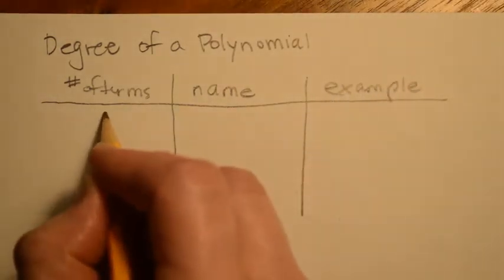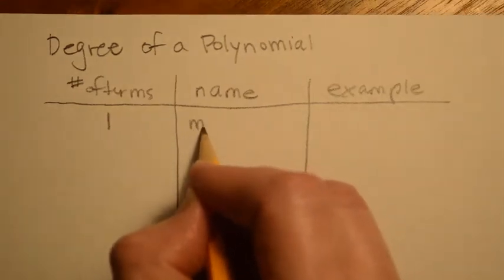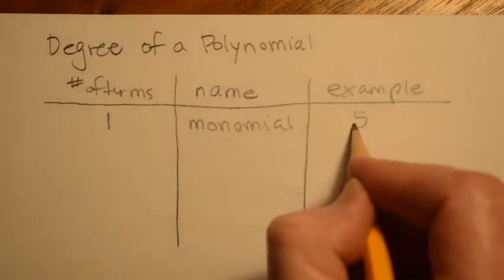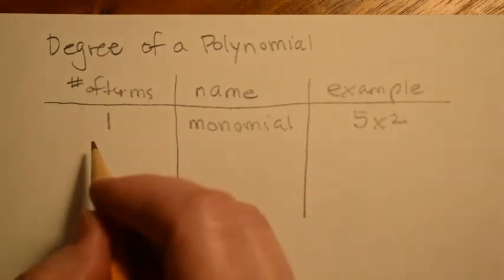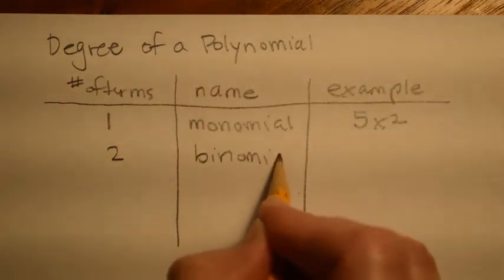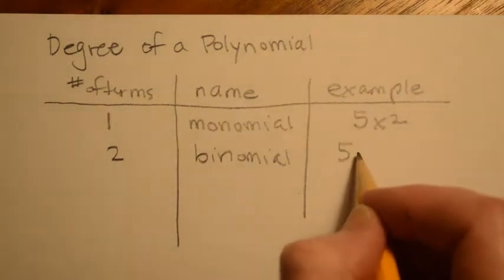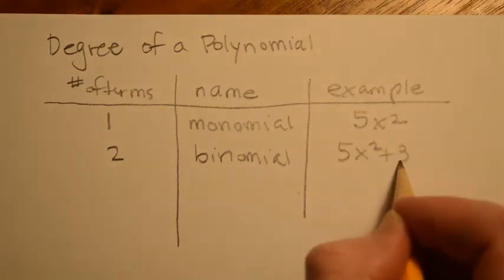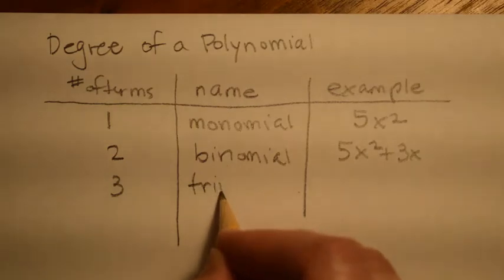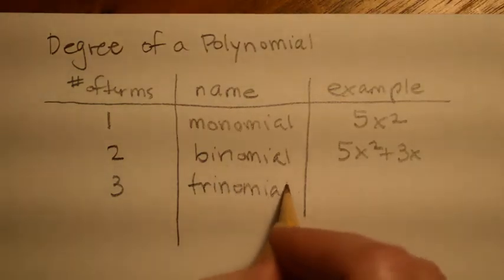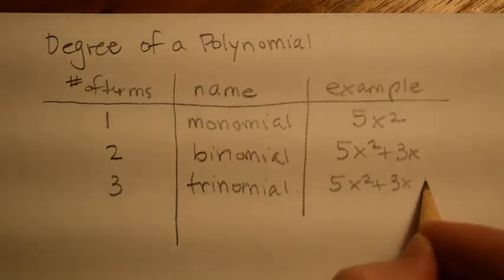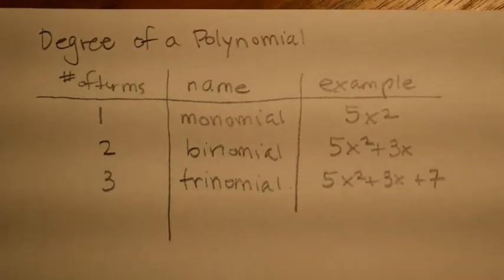All right, so if there was one term, it was called a monomial. And our example was 5x squared. If it had two terms, it was called a binomial. And that we did, I think, 5x squared plus 3x. And then if it had three terms, it was called a trinomial. And I think we did 5x squared plus 3x, maybe plus 7. I can't remember what the constant term was.